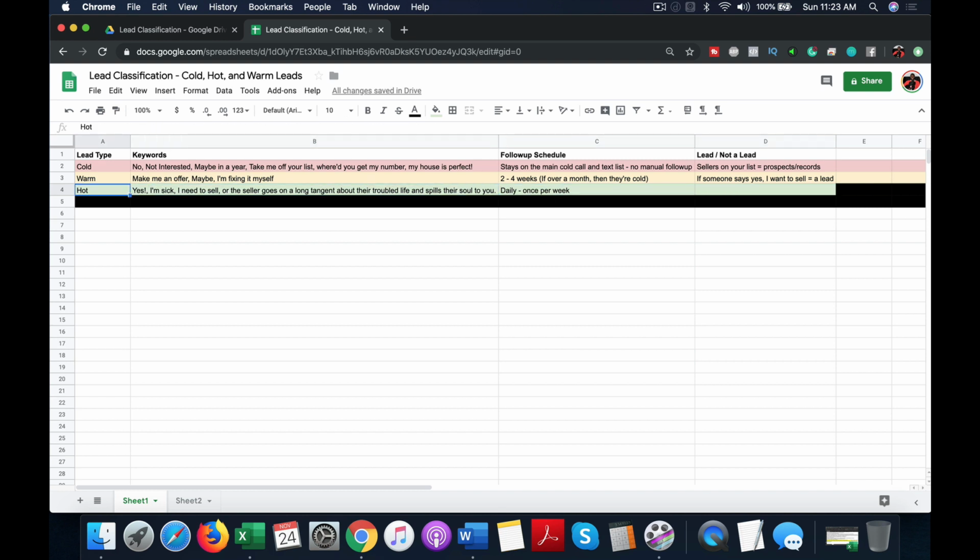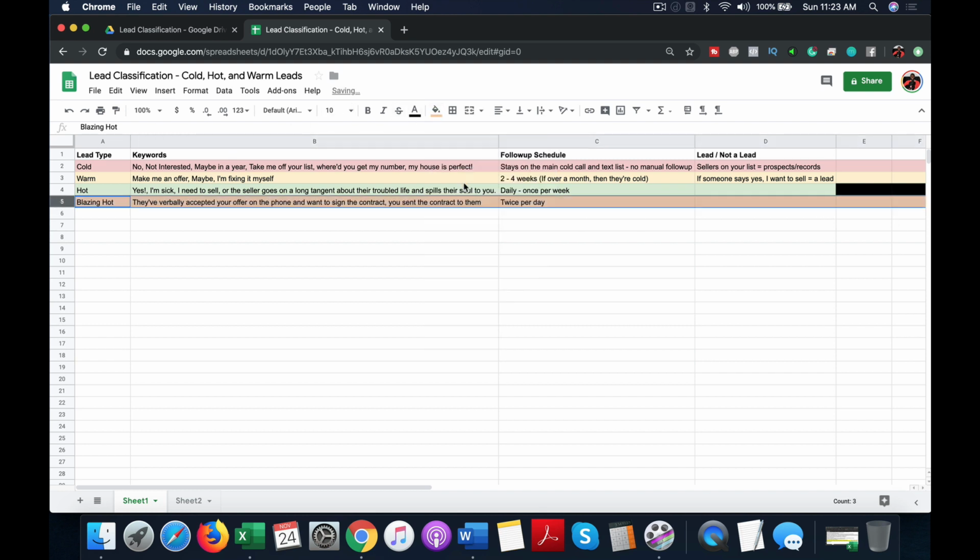They're most likely warm. And lastly, guys, we're going to put this in orange because these are actually blazing hot sellers. These are our very, very hot sellers. These are the ones that actually accepted our offer over the phone, and they said they want to sign the contract. Or you already sent them the contract. Guys, you're not annoying these people. If they say they want to sign, then blow them up. Hold their feet to the fire.